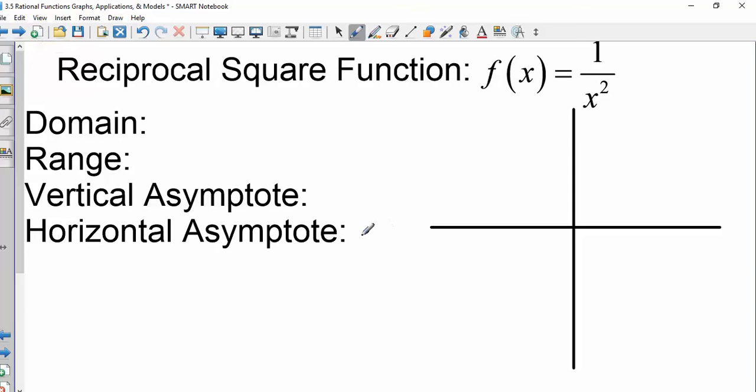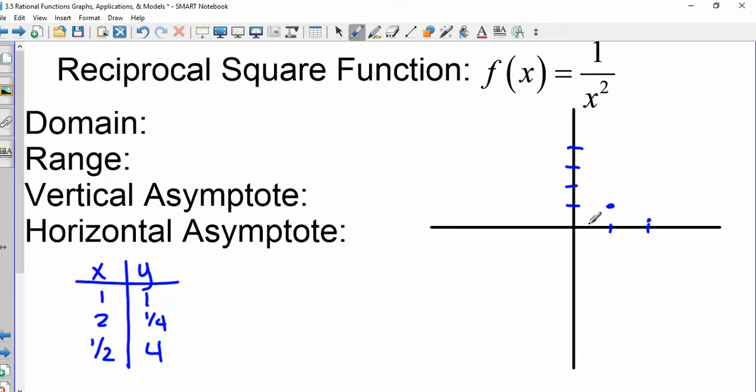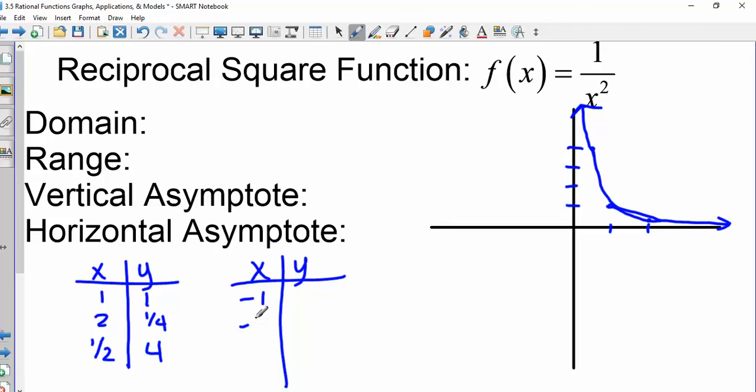I would also like to do the reciprocal square function, 1 over x squared. So what can I not plug in again? 0. So let's try the 1, the 2, and the 1/2 again. If you put in a 1, 1 squared is 1, 1 over 1 is still 1. If I put in a 2, 2 squared is 4, so we get 1/4. If I put in a 1/2, 1/2 squared is 1/4, 1 over 1/4 is 4. So this piece kind of looks like this. We're never going to get 0. If we plug in some negatives, what happens when you square a negative? It becomes positive, so we get the same points out when we put in a negative.